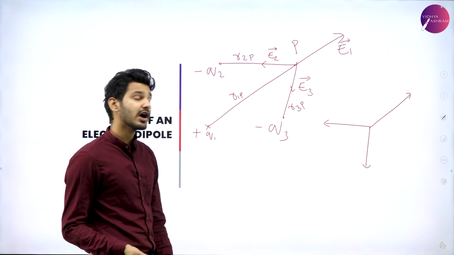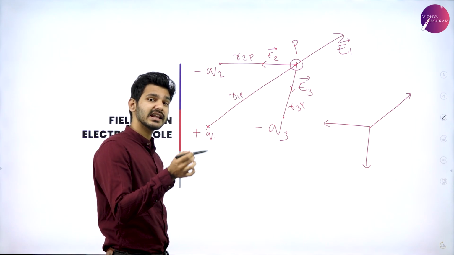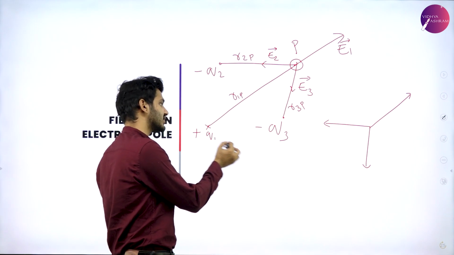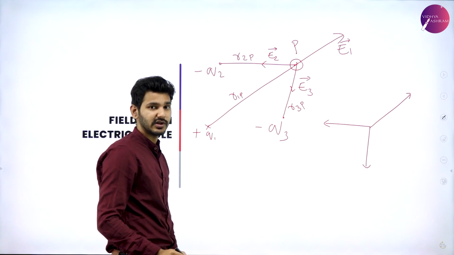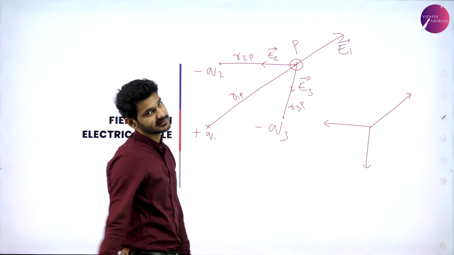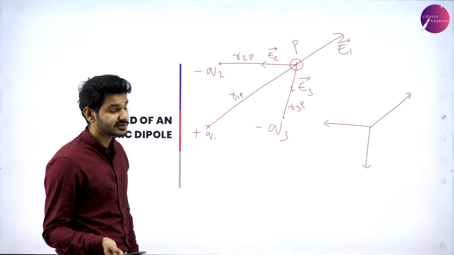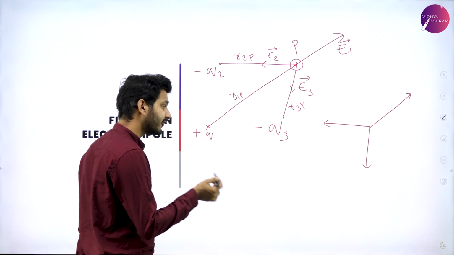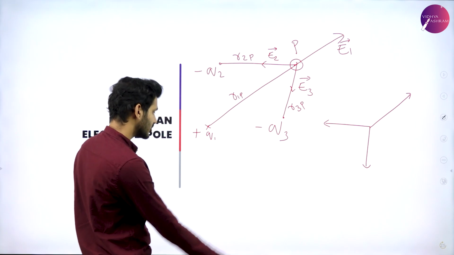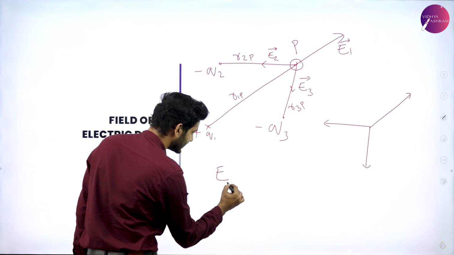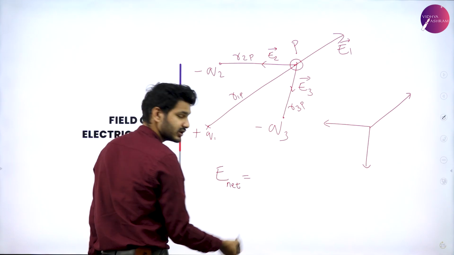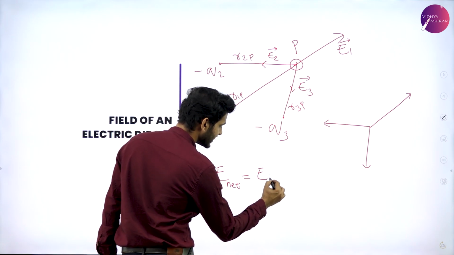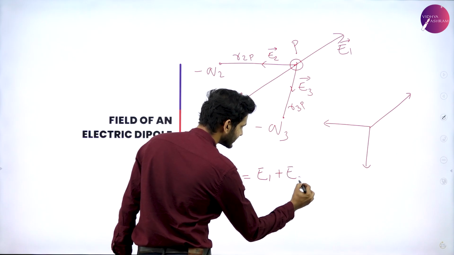What we have to do now is find the total electric field experienced at the point P. We know which charges are there, we know the distances between them, and we know the electric field exerted. Just like how we used the superposition principle before, we are going to use the principle of superposition here again. Instead of force, we are going to calculate electric field. So the net electric field E net will be the vector sum of all electric fields, that is E1 plus E2 plus E3.